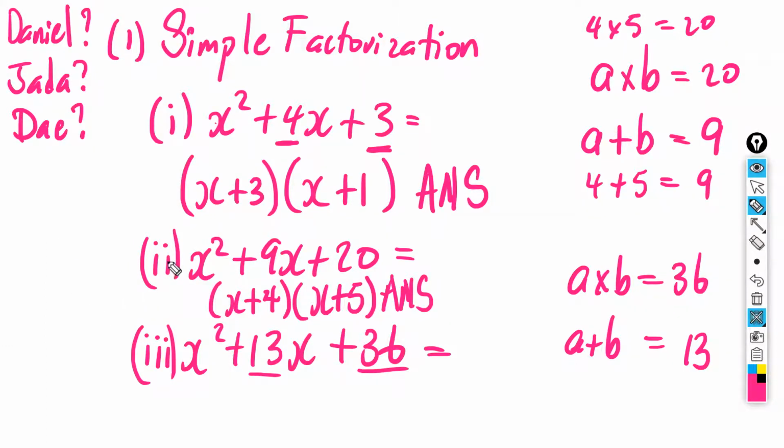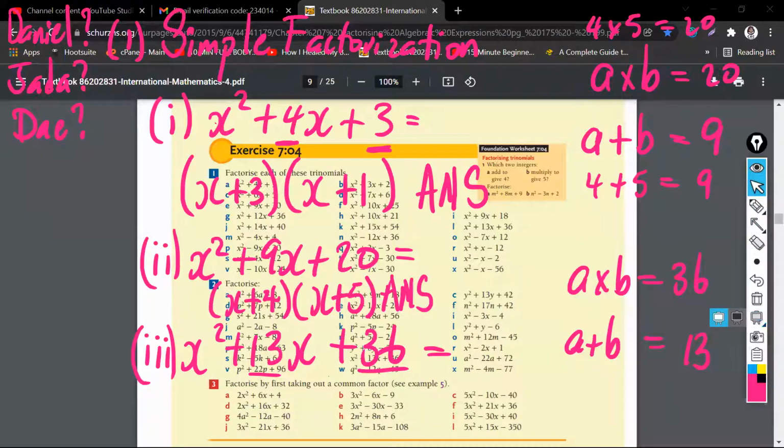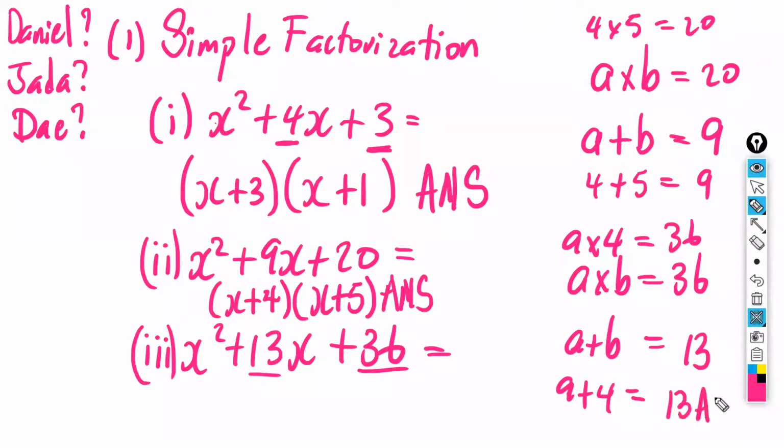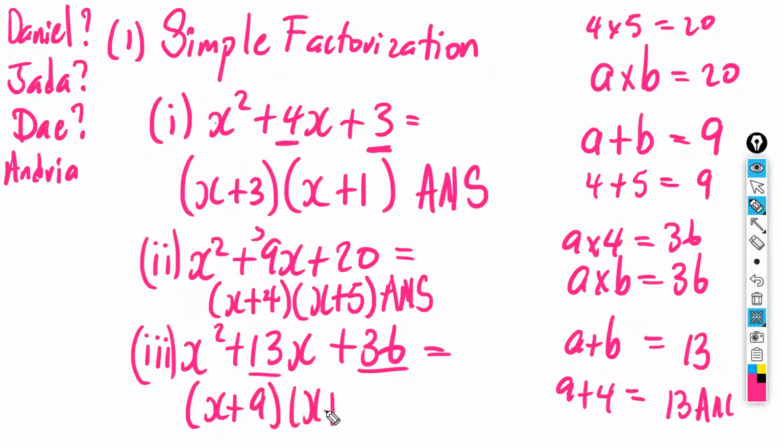9 and 4. Was that you, Deshana? No, a different voice. Who was that? Andrea. Oh yeah, it is 9 and 4. But I really wanted Deshana to help me though. Where's Deshana? Are you quiet? All right, Andrea, you're actually right. It's 9 and 4. 9 times 4 gives me 36, and 9 plus 4 gives me 13. That's definitely right, so good job, Andrea. It's not hard, is it? It's not a very hard thing. So the answer for this one is x plus 9 times x plus 4.